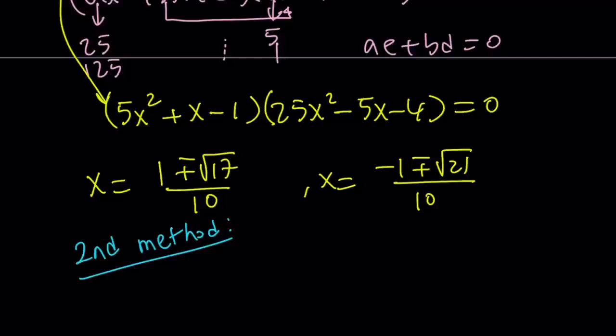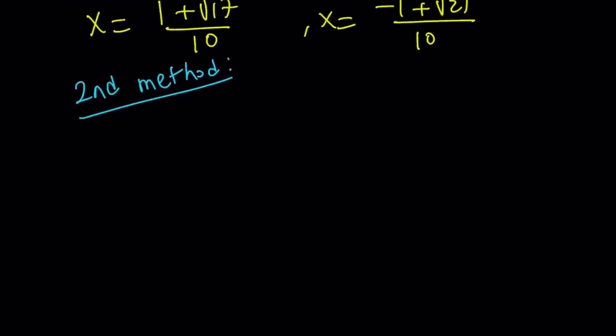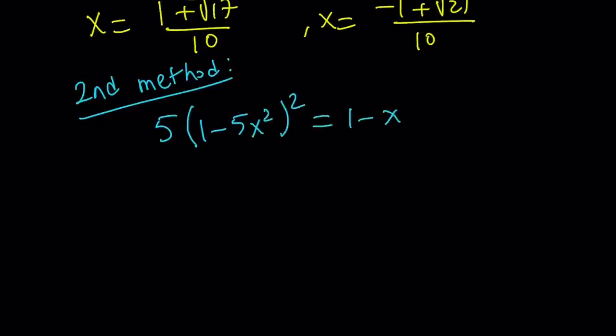And we're going to verify that we're getting the exact same solutions. Now, let me rewrite my equation: 5 times the quantity 5 minus 5x squared, squared, equals 1 minus x. Of course, I modified the problem a little bit because as is, it was kind of too obvious, and you're going to realize when I do that.